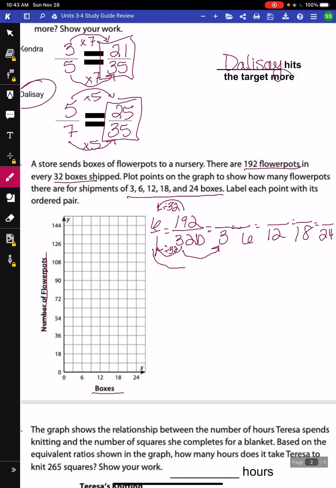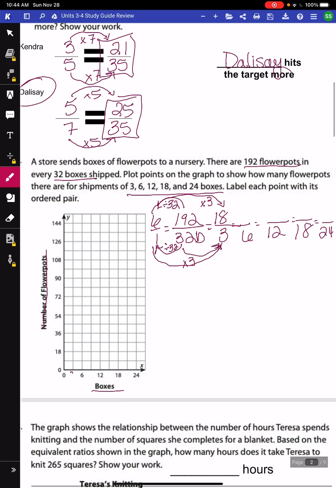Now what do I do to 1 to get 3? Because I work my way down, I can work my way back up. What do I do to 1 to get 3? Multiply by 3. What do I do at the bottom? Do the top. 6 times 3, 18. So I can go ahead and plot that one. So I go down here, 3 to 18, and plot my point.